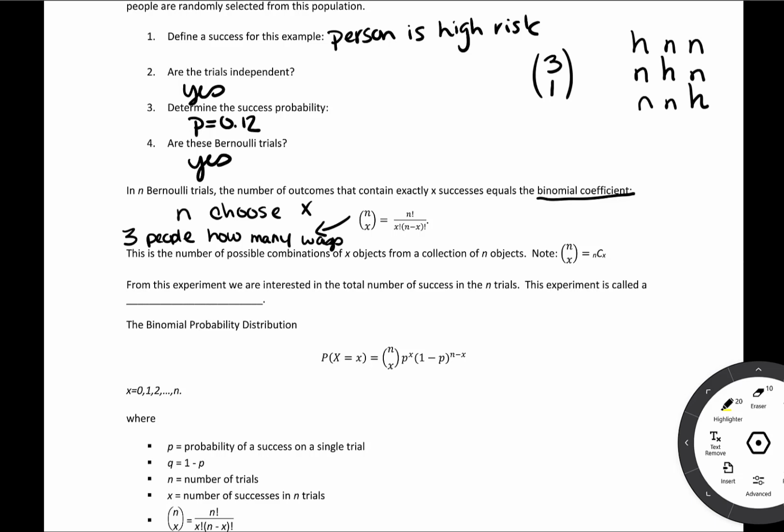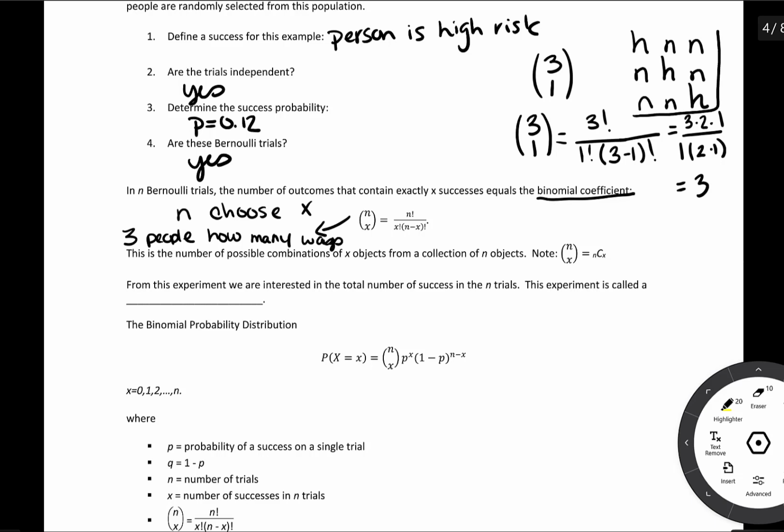So if we fill this into our formula, if I have 3 choose 1, that's going to be equal to 3 factorial divided by 1 factorial times 3 minus 1 factorial. And as a reminder, if it's been a while, 3 factorial is 3 times 2 times 1. 1 factorial is just 1. Then we've got 2 factorial, so that's 2 times 1. So notice here, that is 3, and that is exactly what we found up here.